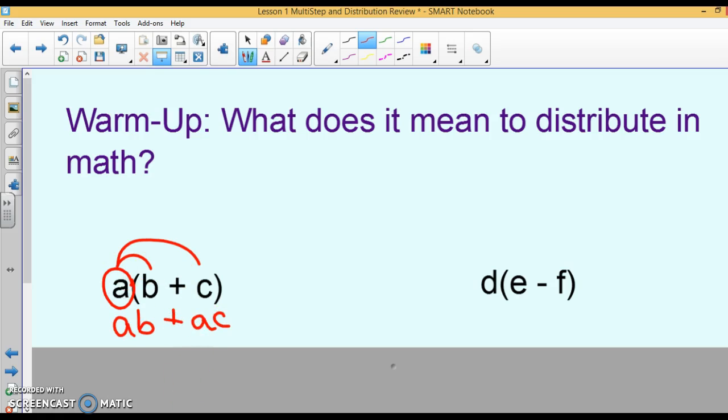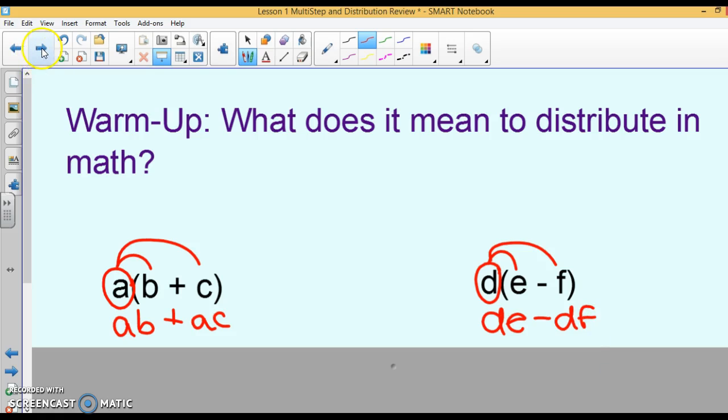Same thing over here. I want to take my B and I want to distribute it inside my parentheses. I want to do B times E, but this is important. I want to keep that sign. I want to keep this subtraction, right? My negative F over here. So I'm going to have minus BF.